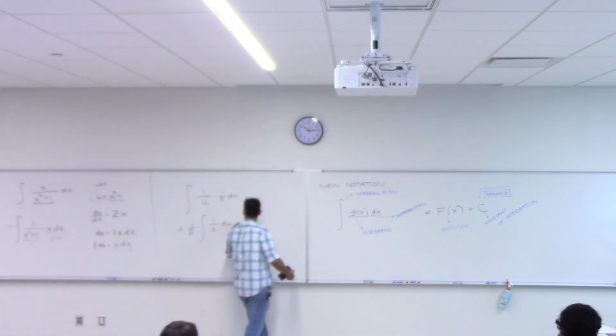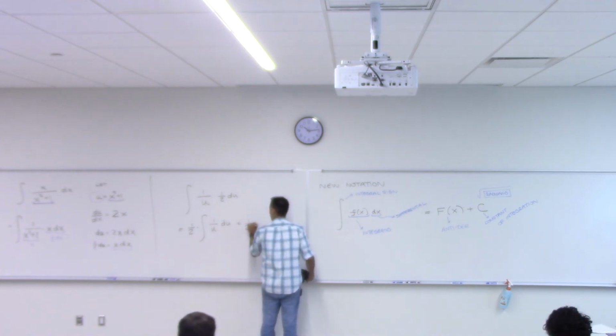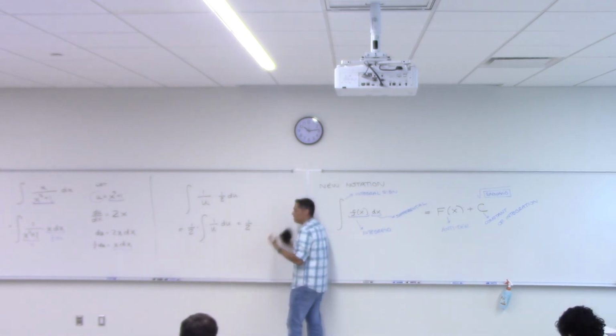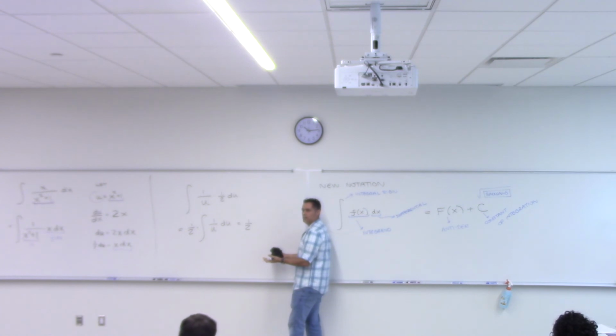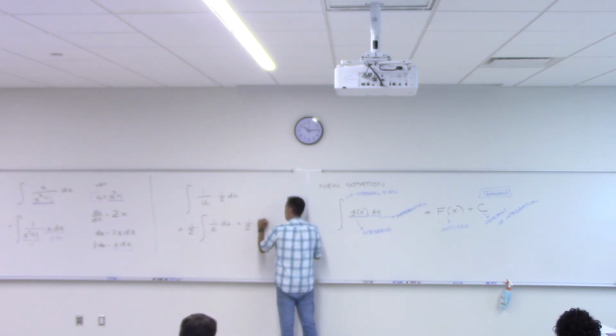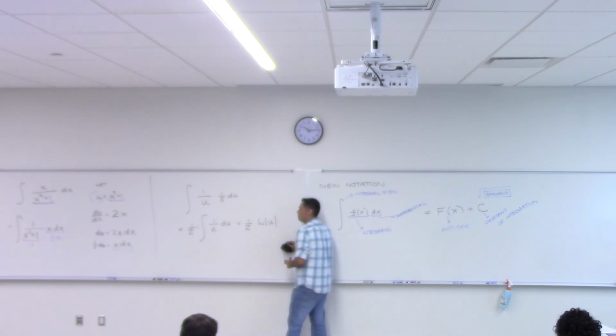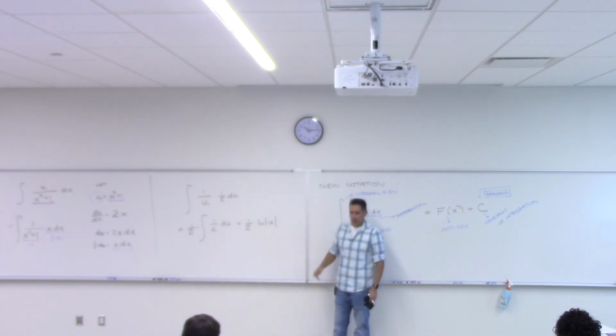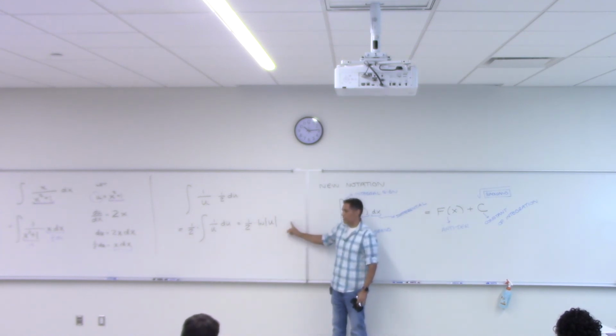So this will be 1/2 times, now at this point I'm actually going to give you the antiderivative, right? So since I'm giving you the antiderivative, I no longer have an integral sign. It is natural log of the absolute value of u. Now, we need a plus c, for sure, right? We need a plus c.